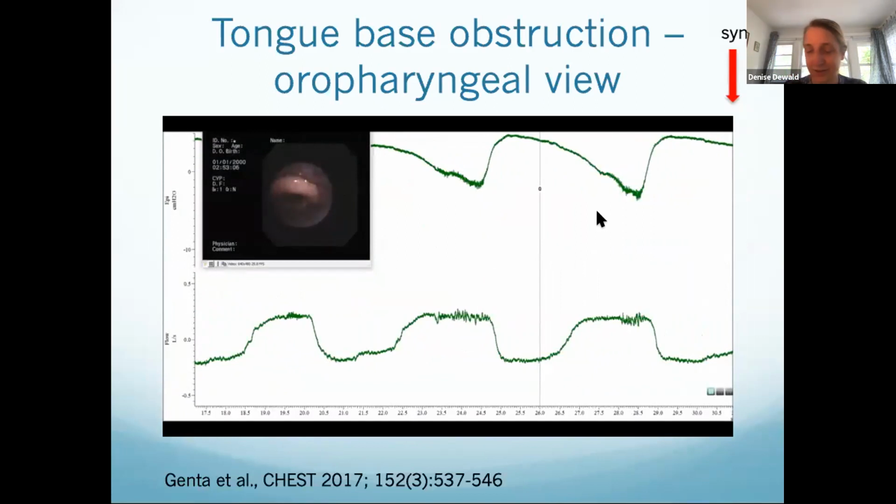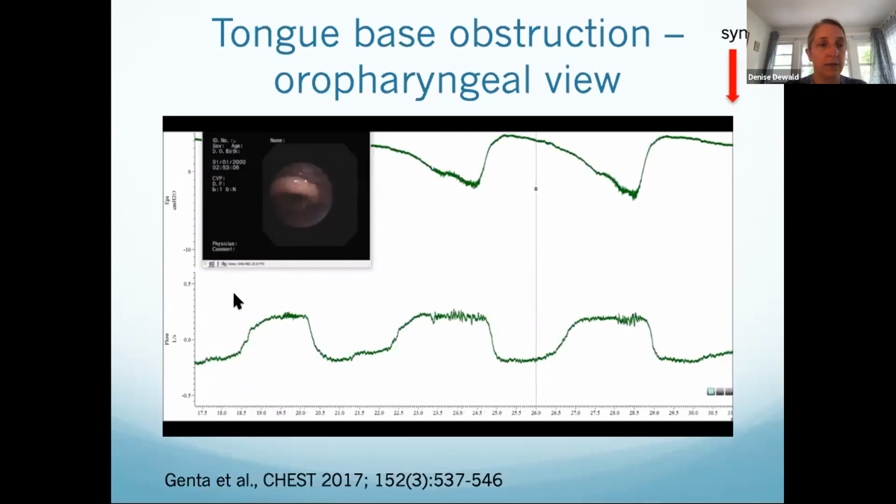Okay. So here is the tongue base, and it's not doing much at all. It's Mark Muller. So here's the esophageal pressure. This is laryngeal pressure, epiglottic pressure. And then here's the flow signal. And so you're just getting this flat flow limitation right here.